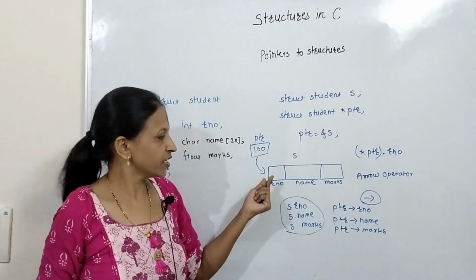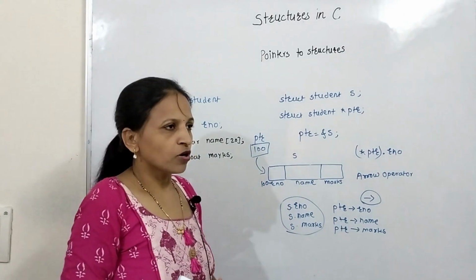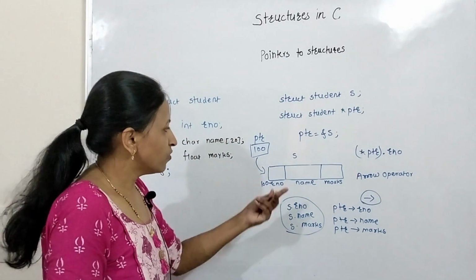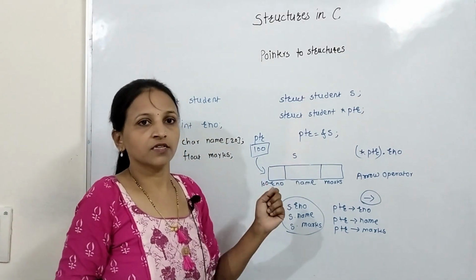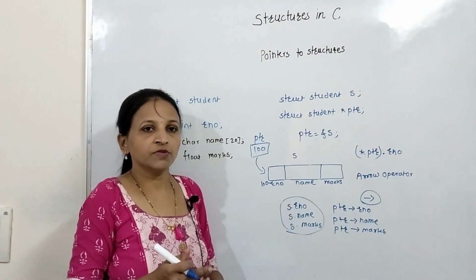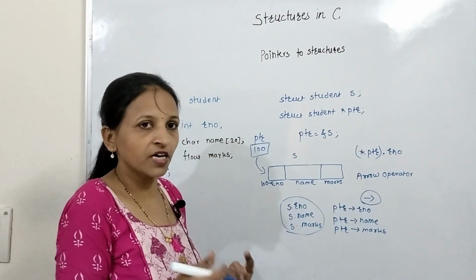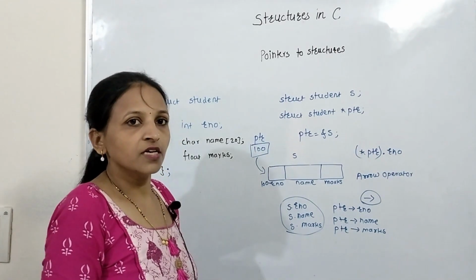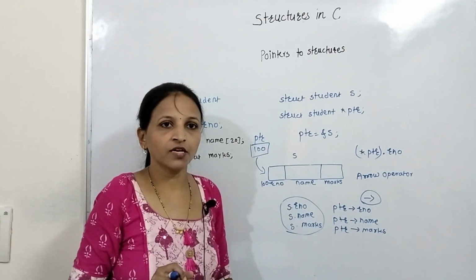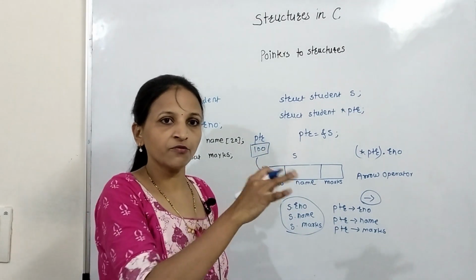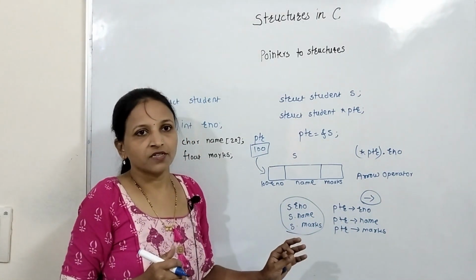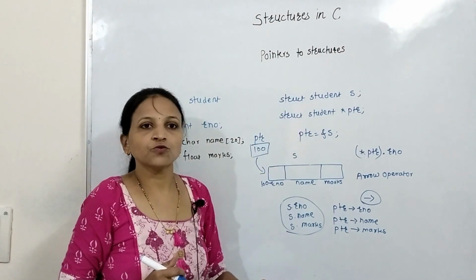That pointer is holding the address of this S. Normally this is used in dynamic memory allocation, where we don't know the exact name of the variable, because whenever we allocate memory dynamically for anything, we know only the address, and that address we can store inside a pointer variable, and with that pointer variable we can fetch individual members. For that we have to use the arrow operator. This is the concept of pointers to structures.